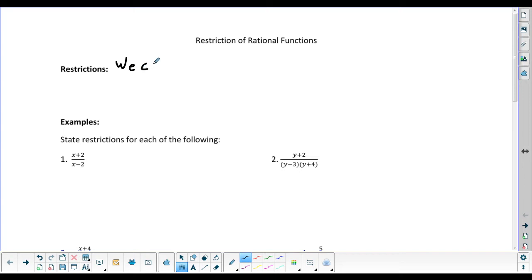So we cannot divide by 0. If you take out your calculator and you type in 1 divided by 0 or anything divided by 0, it'll likely say undefined or math error or something along those lines. It won't give you a number answer. And if it does, your calculator's broken.